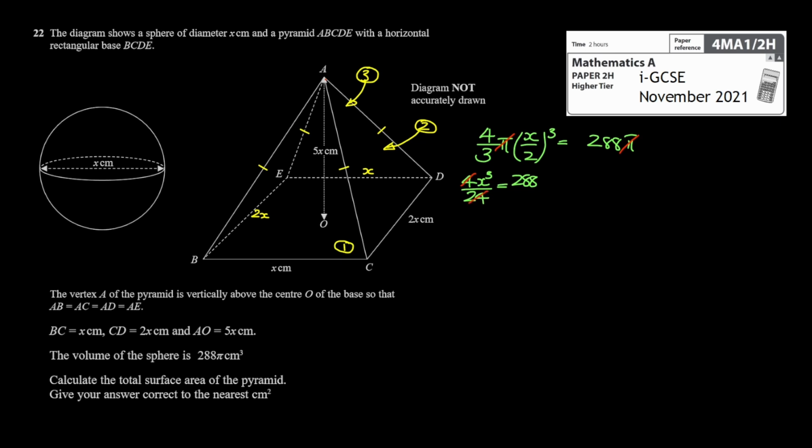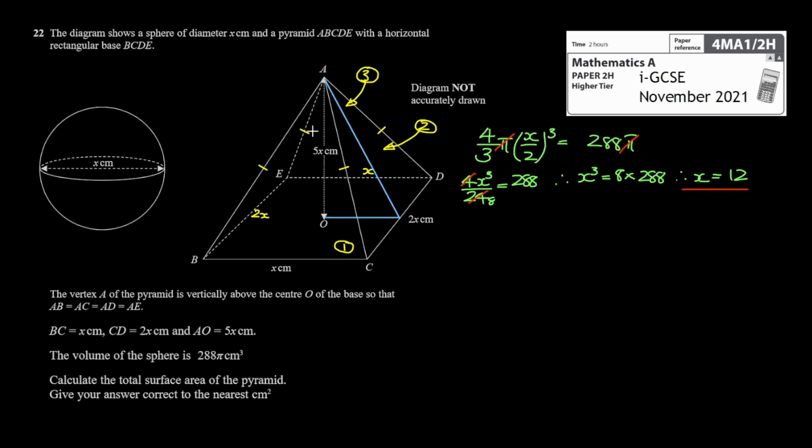The 4 goes into the 24 8 times, and therefore x cubed is equal to 8 times 288. And it turns out that x is equal to 12. A reasonably pleasant answer from those more awkward numbers. To find the areas of these faces, we really need to find the perpendicular height, which is this line here.